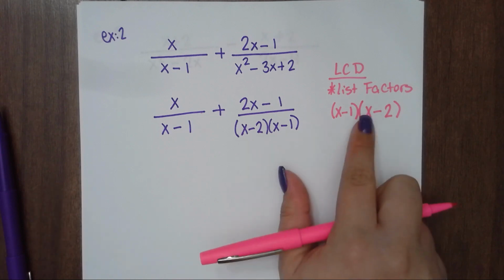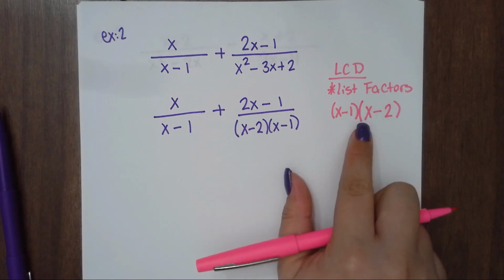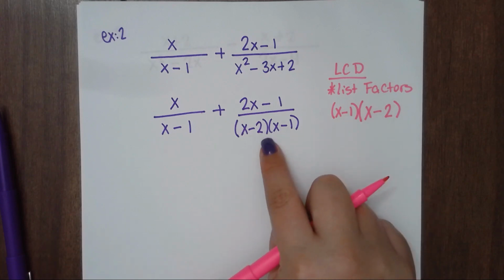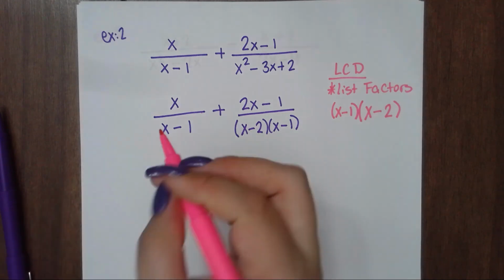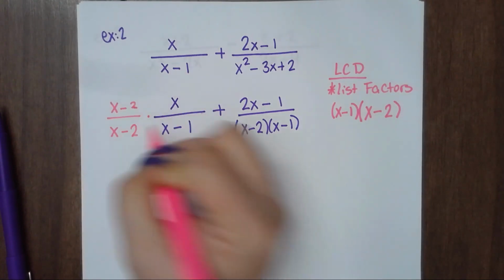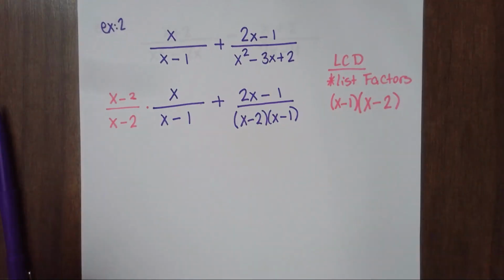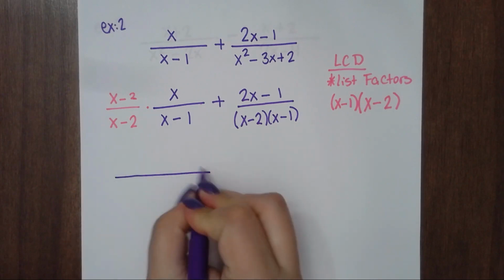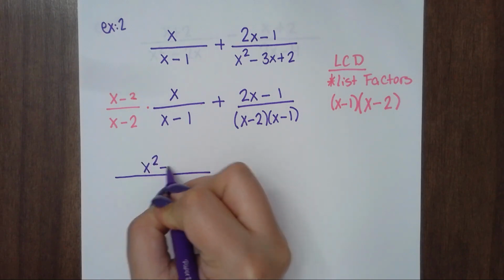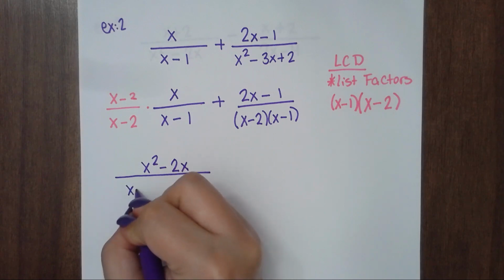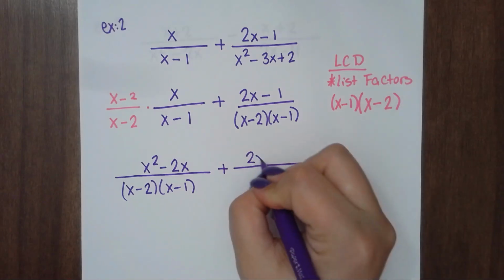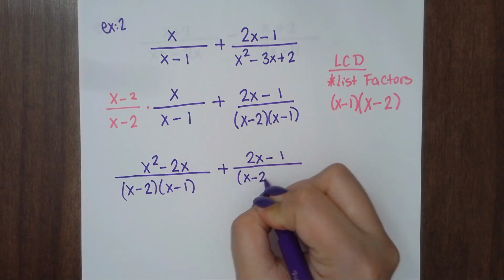So this is the denominator that I want, and now I need to multiply in the factors that I am missing. In the second fraction, I'm not missing anything. But in the first fraction, I am missing x minus 2. So I'm going to multiply top and bottom by x minus 2. Once again, we're going to distribute the numerator, but not distribute the denominators. So x times x minus 2 is x squared minus 2x. And then I have x minus 2 times x minus 1. In my second fraction, it stayed the same, nothing changed, over that x minus 2 times x minus 1.